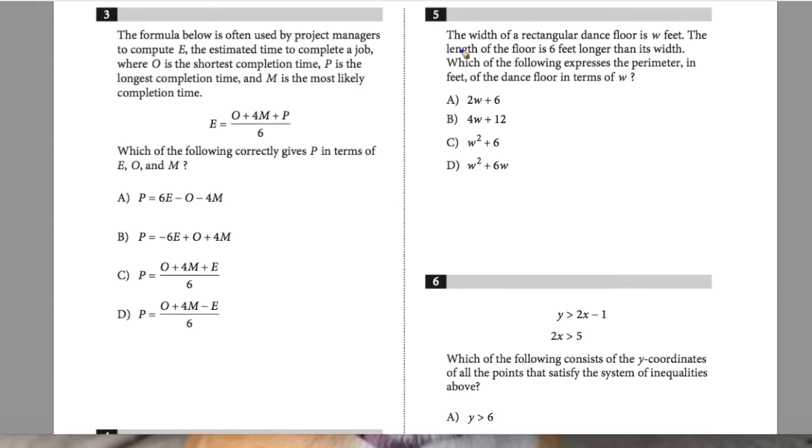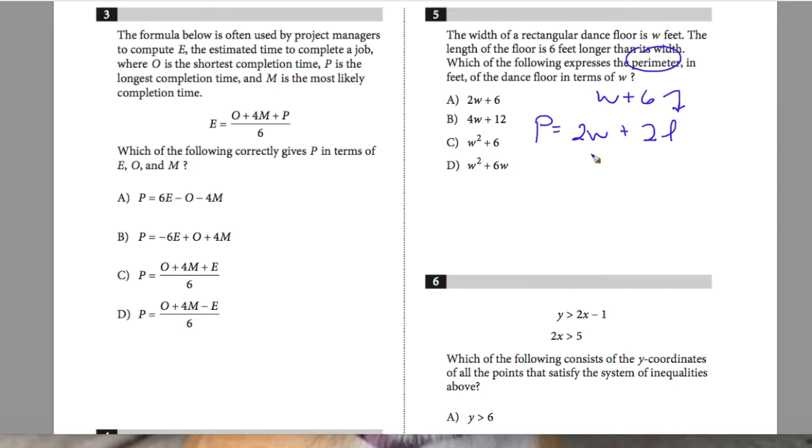For question number 5, the width of a rectangular dance floor is W feet. The length is 6 feet plus, so this is going to be W plus 6. Which of the following expresses the perimeter in feet? So my perimeter is going to be 2 times my width plus 2 times my length. This is my length.